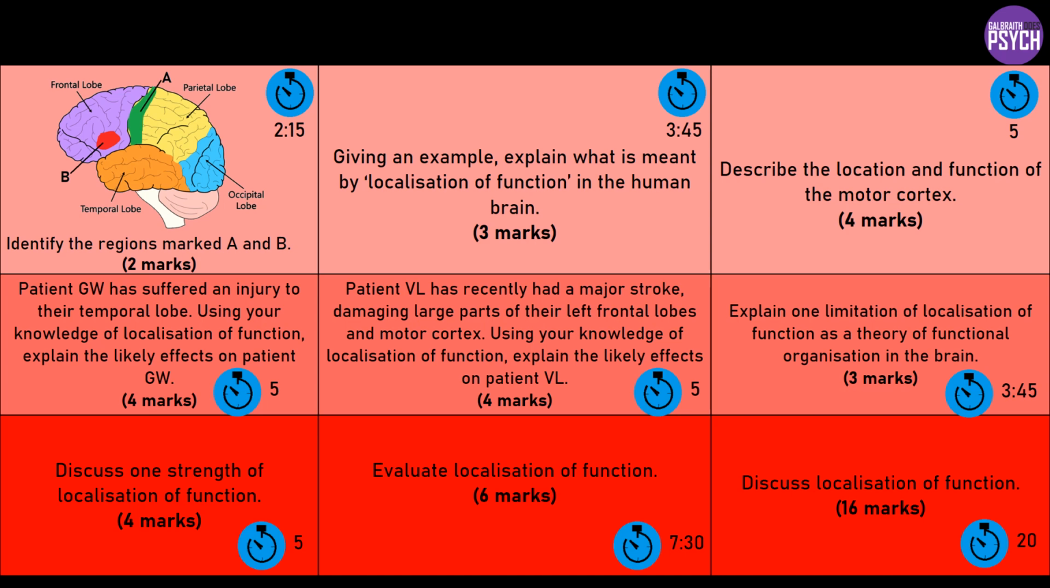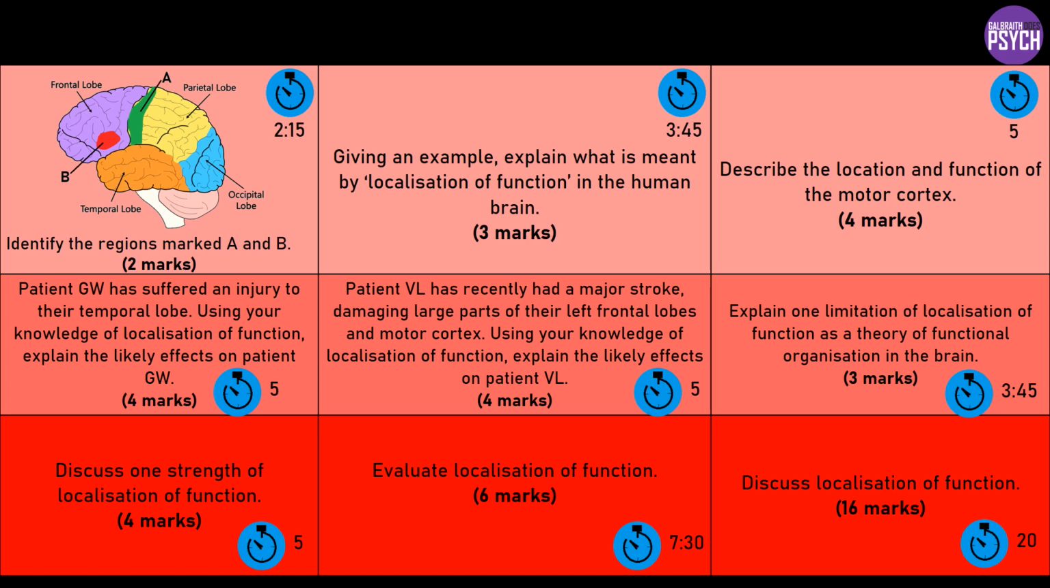Okay, giving an example, explain localization of function. Well, generally, localization of function refers to the idea that certain regions of the brain are responsible for certain functions. Certain abilities are localized, that's why it's called that. They're found in certain regions of the brain. For example, the motor cortex, which is responsible for movement, is localized to the rear of the frontal lobe.